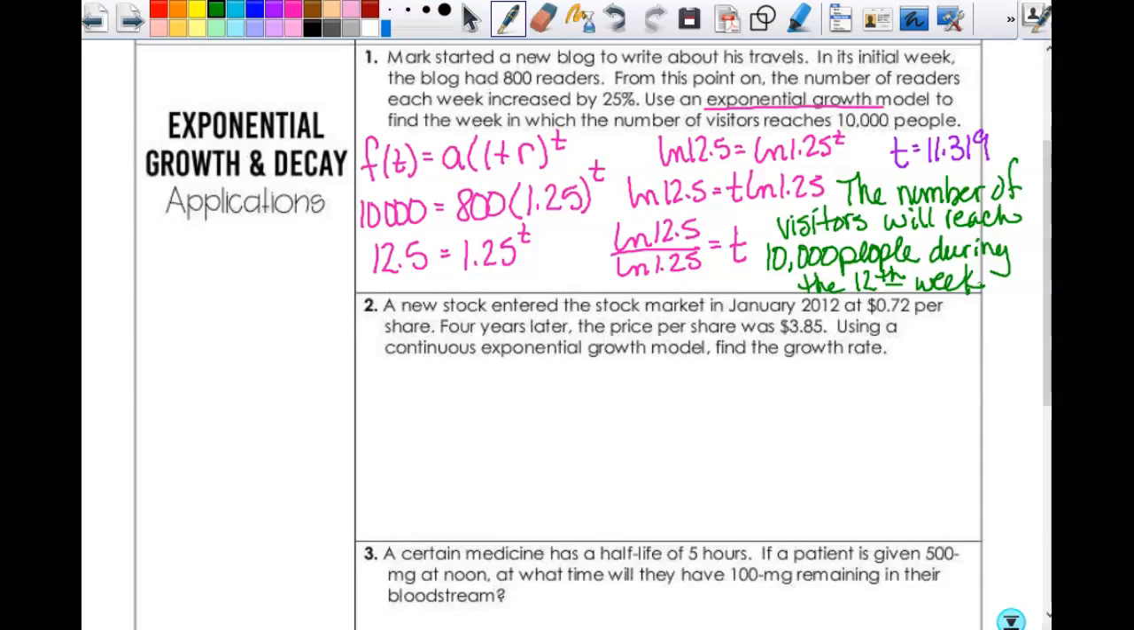What questions do we have? And of course, the wording can be a little bit different, but you still got to say the same thing. We good? All right, so let's look at number 2.